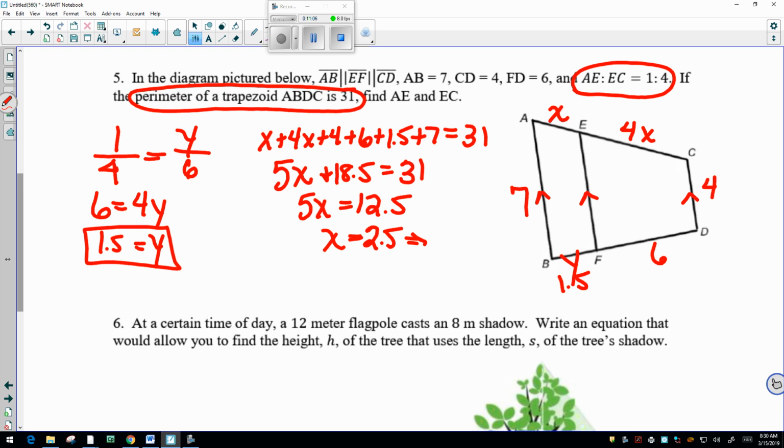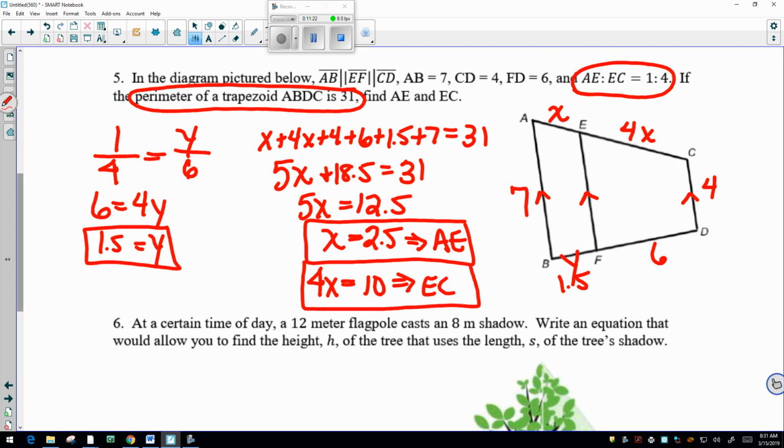So what that has found then is that length AE, because AE was valued at x. And if I multiply that by 4, we're going to find EC is 10. And we have just found our missing sides. And again, I could compare these because they should be in that 1:4 ratio. And if I look at that, 2.5 times 4 would give me 10.